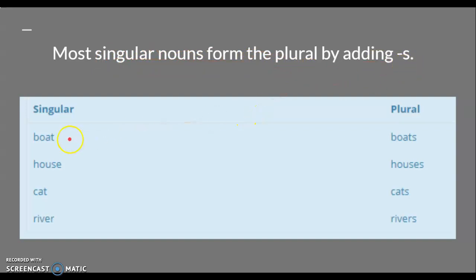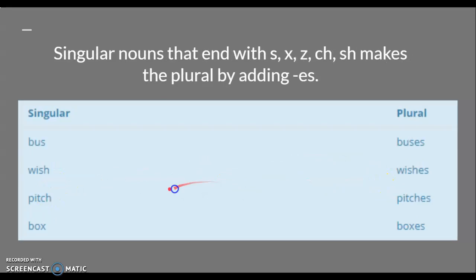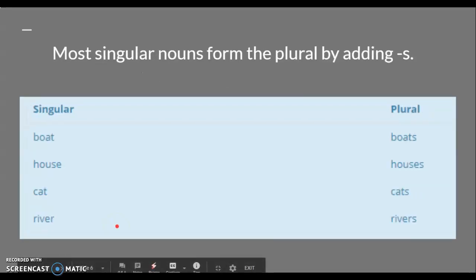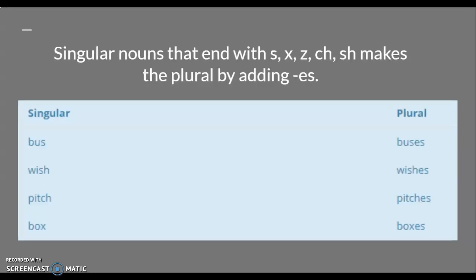All right, so when we want to make a singular noun plural, we usually just add an S. Okay, we go from boat, we add an S, becomes boats. Horse, add an S, I'm sorry, that's house. Goodness, you'd think I'd be able to read by now. House, we add S, houses. Cat, we add an S, cats. River, we add an S, we have rivers. That's the rule, the normal rule.